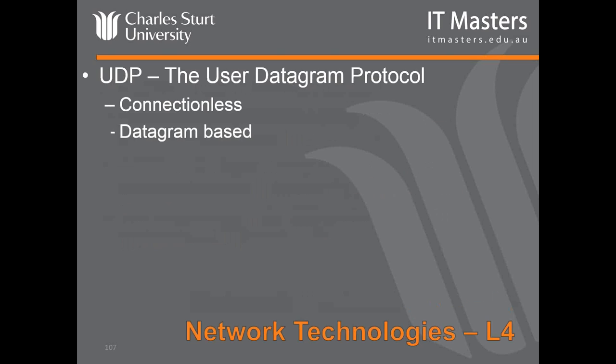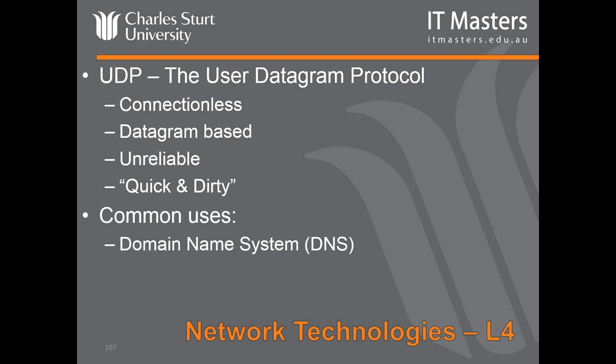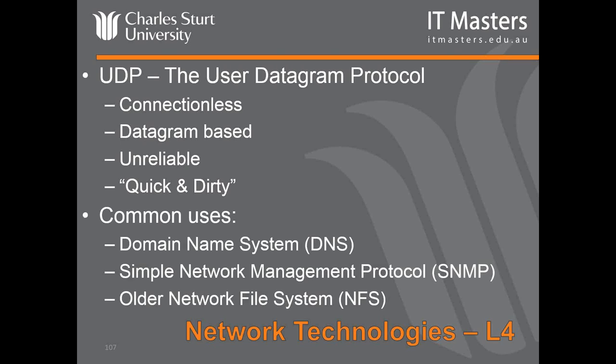UDP is fast, connectionless, datagram-based, unreliable, quick and dirty. It's used for things like DNS, Simple Network Management Protocol, and Network File System. It is quick, small, has not much overhead, and doesn't control things, and there are reasons to use this. For example, if you are doing video conferencing, you don't care that everything comes in the right order. So voice and video, yes. You don't want things to wait so that you can reconstruct them in the right order. You just want it there.